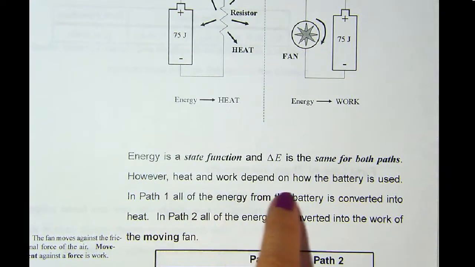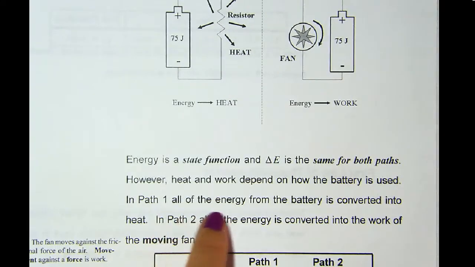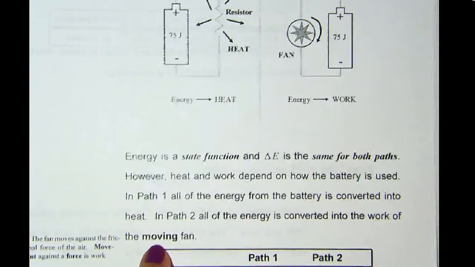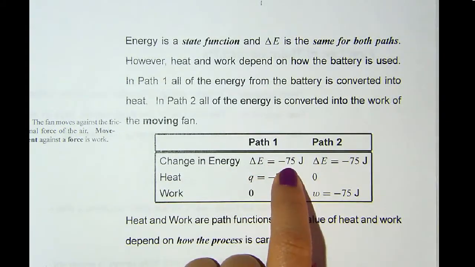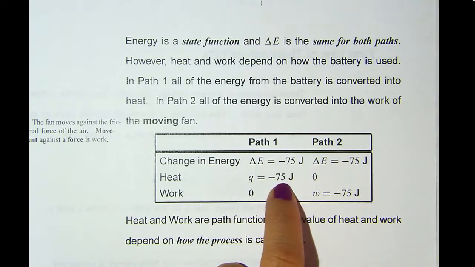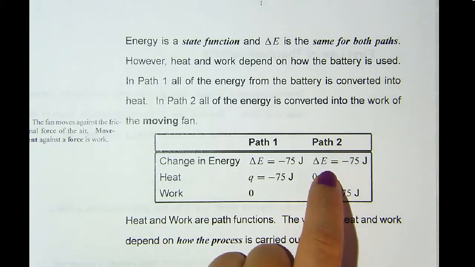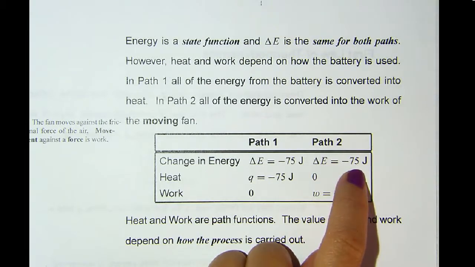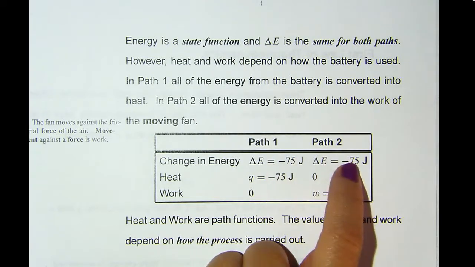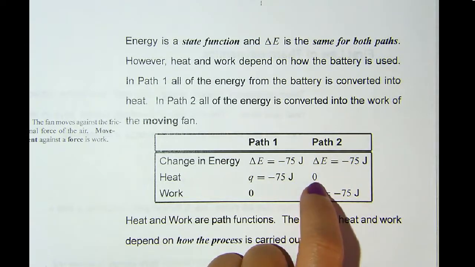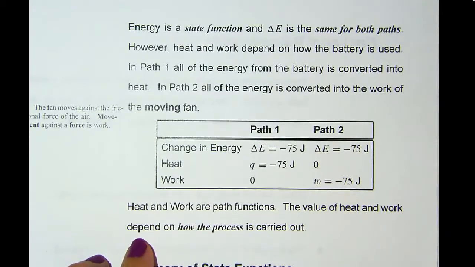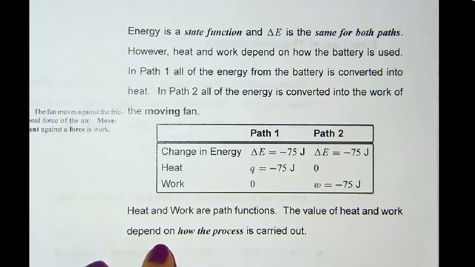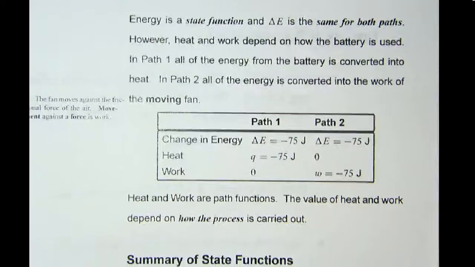However, heat and work depend on how the battery is used. In path 1, all the energy from the battery is converted into heat, and in path 2, all the energy is converted into the work of the moving fan. So here's path 1, where the energy is negative 75 joules, and you have heat that's negative 75, but no work was done. And then in path 2, the energy is the same, so that's the state function because they both end up the same at the end. But this is the path function where the heat is 0 in this case, but the work is negative 75 joules in this case. Heat and work are path functions. The value of heat and work depend on how the process is carried out.